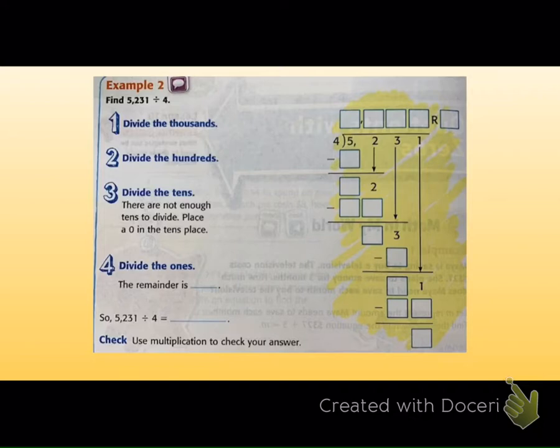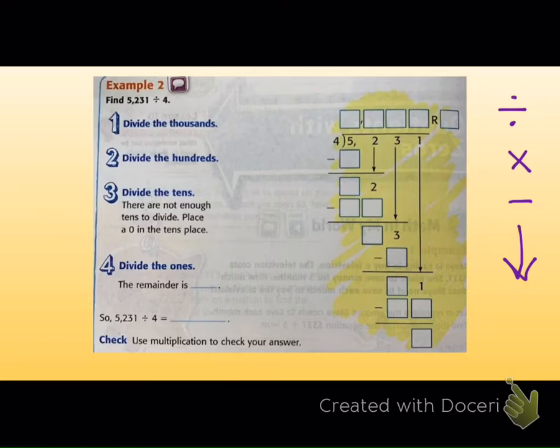All right, let's take a look at example number 2. We have a little larger number to divide by this time, 5,231. Steps are the same. We're going to still divide, multiply, subtract, bring down. Those steps do not change. We just have to do it one more time because we're dealing with a 4-digit number here.